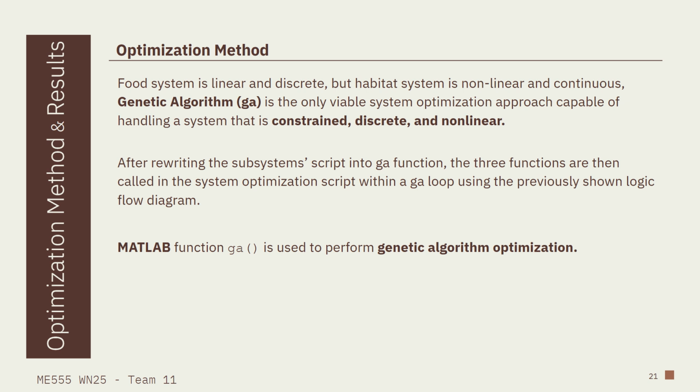When selecting a solver for the system-wide optimization, it was required to use a genetic algorithm solver due to distinct subsystem properties, including discrete variables in the food system and nonlinear constraints in the habitat system. Previous subsystem codes were adapted to work with MATLAB's GA function.